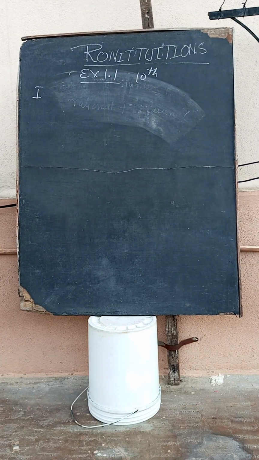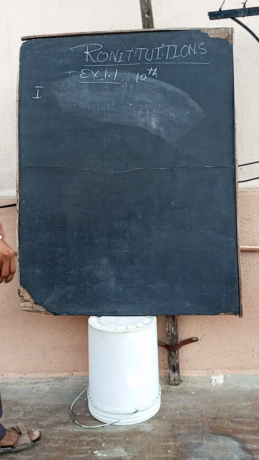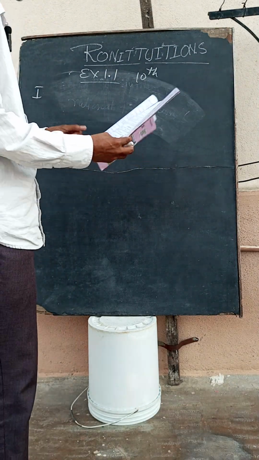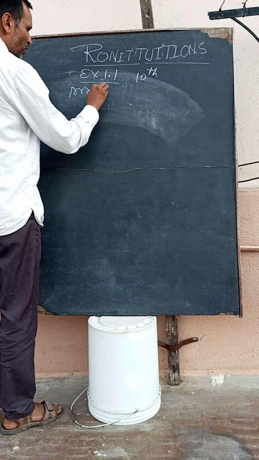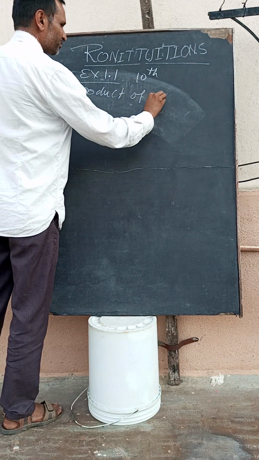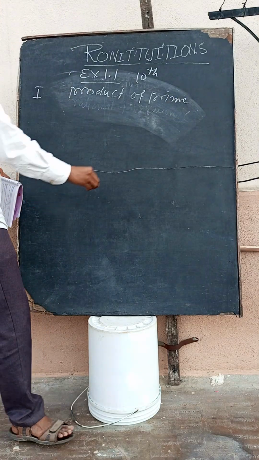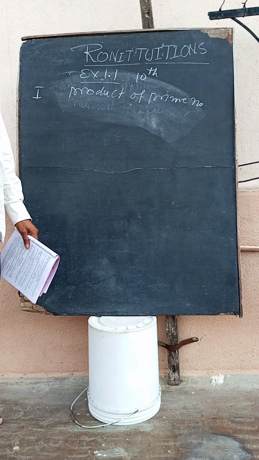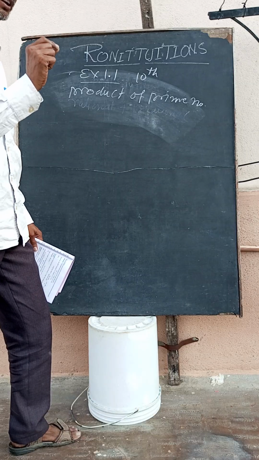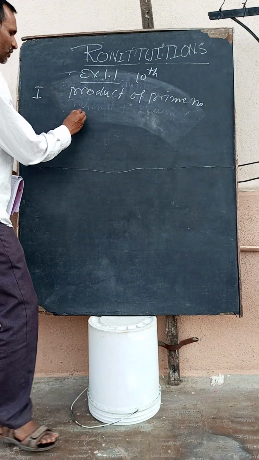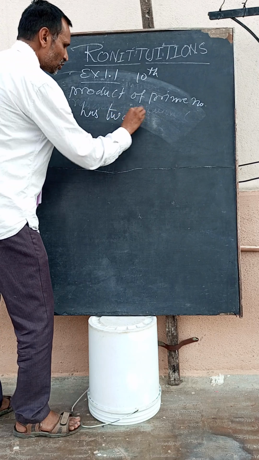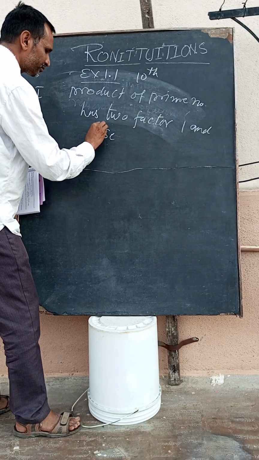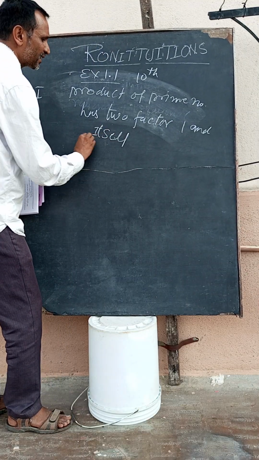First main question asks: express each of the numbers as a product of prime numbers. So first of all we have to learn what prime numbers are. Prime numbers are those numbers which have only two factors, one and itself. That is what we call a prime number.